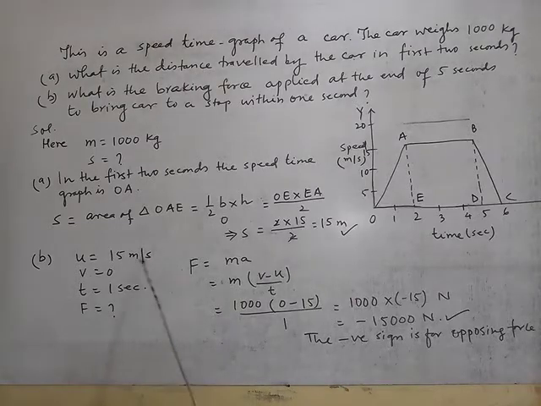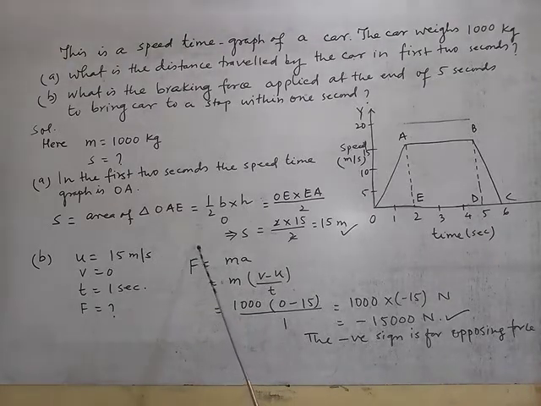Now the second part. Here U is 15 meter per second, and V is 0. The car comes to a stop at this point. T is 1 second, given here. 5 to 6 is 1 second.